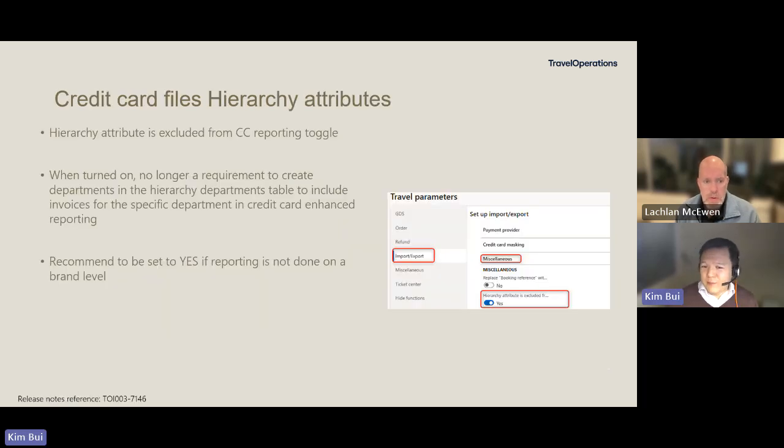And lastly, we've fixed a historical setup complication that required a hierarchy attribute to be set up to allow credit card reporting to export correctly. We've improved this code so it no longer needs specific hierarchy attributes to be set up to enable reporting in the credit card files, which will be especially useful if you report at a lower level than brand.